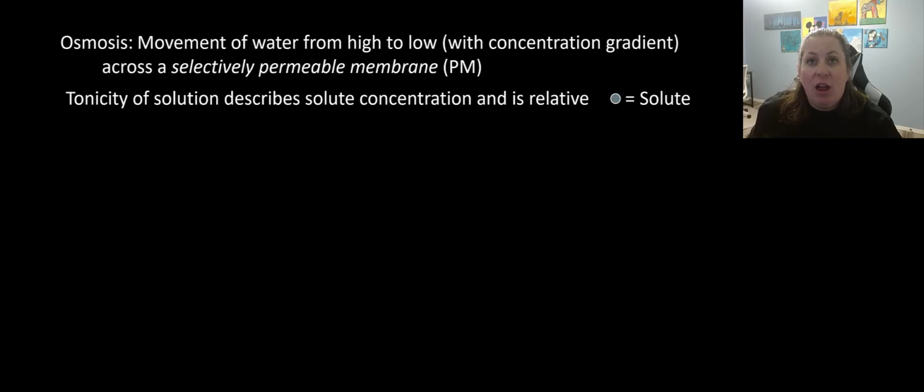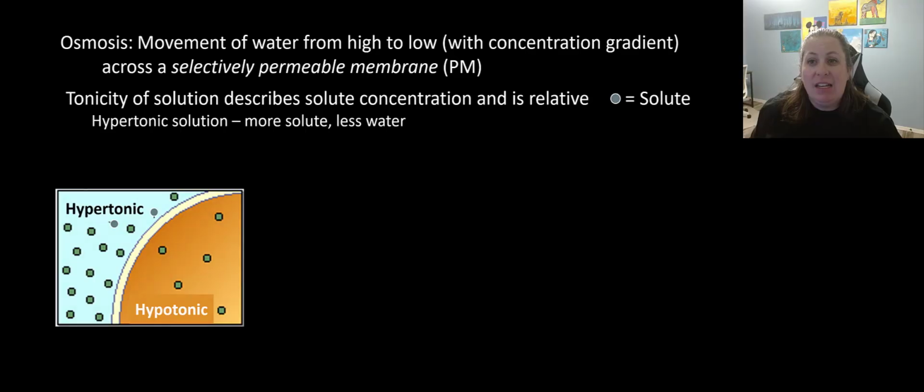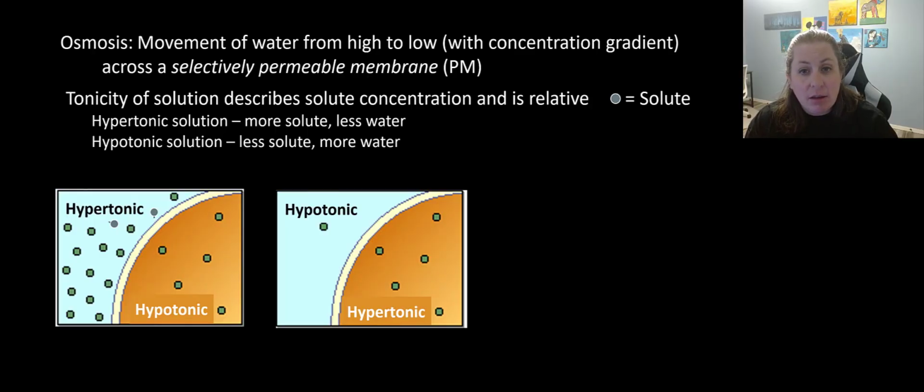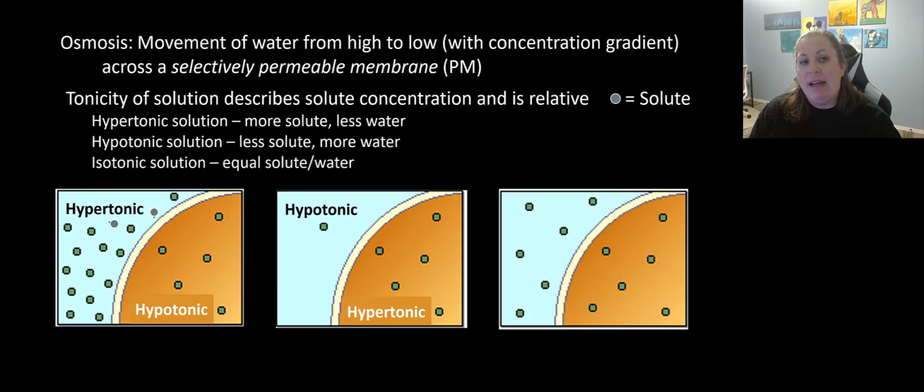So if there's a lot of stuff dissolved in the water, we say that it is a hypertonic solution. If you notice in this picture, there's a lot of those little green structures outside of the cell. It's hypertonic, okay? More solute, less water. On the other hand, if there are fewer solutes out there in that water, it's called hypotonic. Hypotonic is fewer solutes and more water. And the last one is isotonic, where everything is equal. It's the same amount, okay? So we see that they have equal amounts of solute inside and outside of the cell.